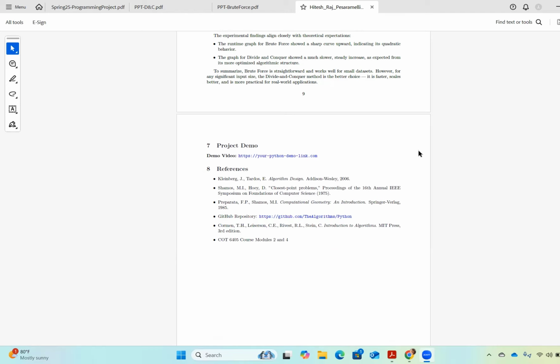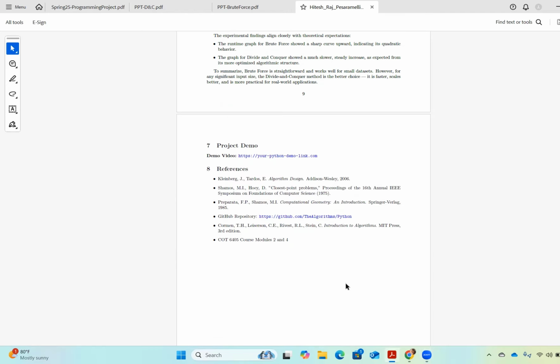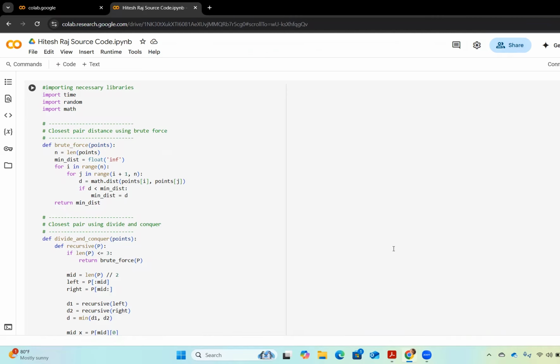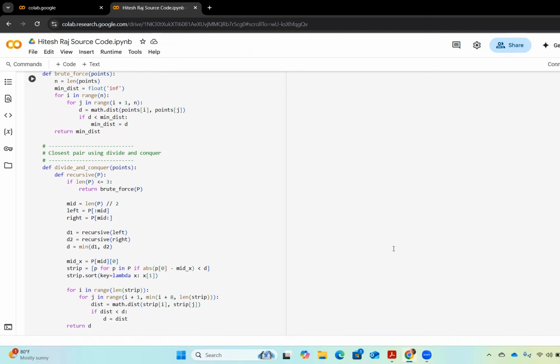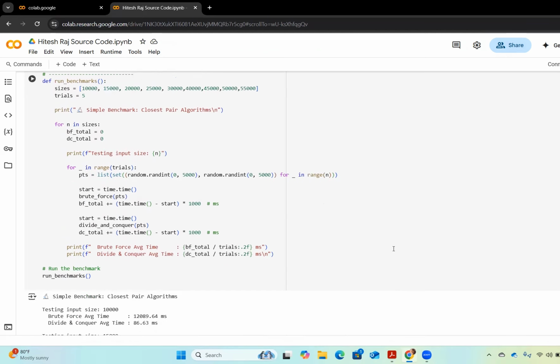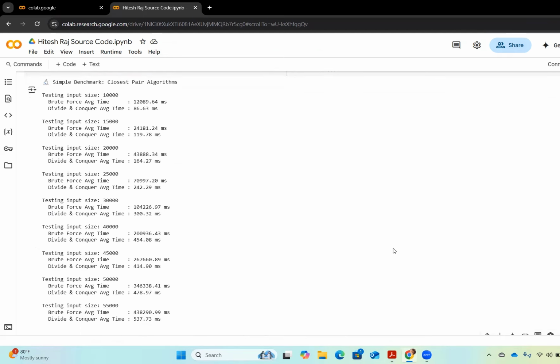And this is the project demo, and here are the references. And let's take a look at the source code. Here is the source code. And here is my sample test case, which I've implemented.